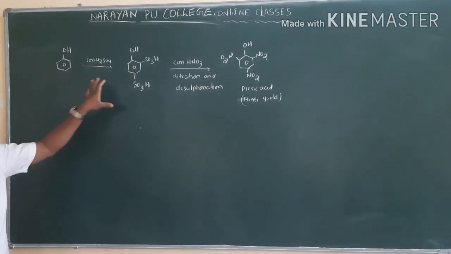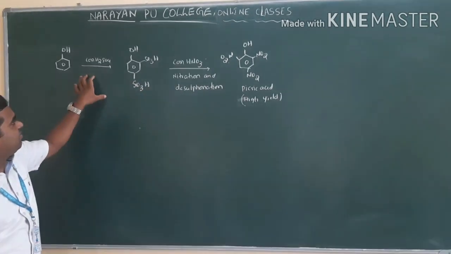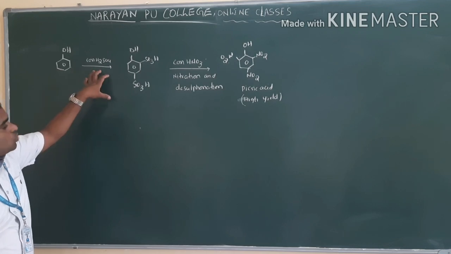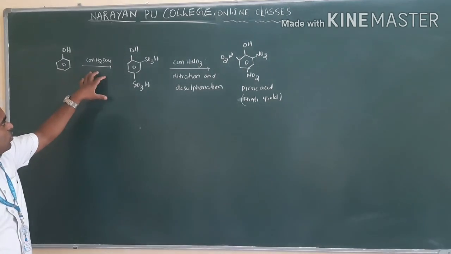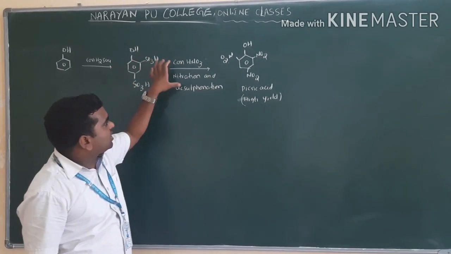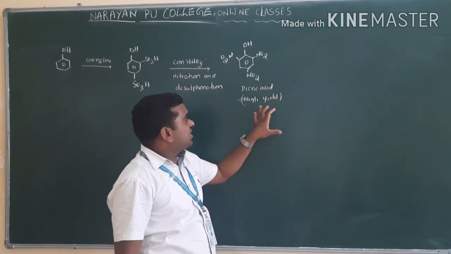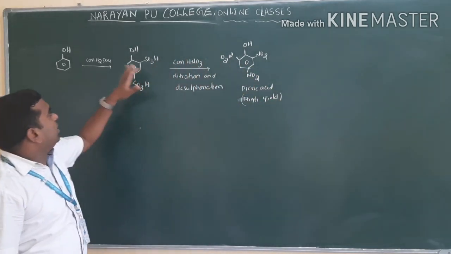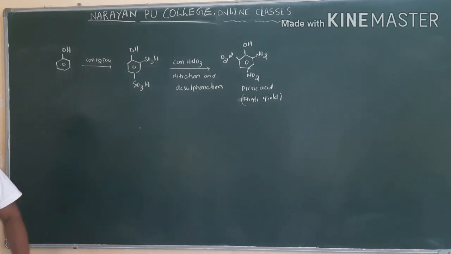They have not given it in the form of equations. They have given that phenol should first undergo sulfonation, after that nitration with concentrated HNO3, and then we get picric acid in high yield. They have given it that way; we have framed it in the form of equations. Clear?